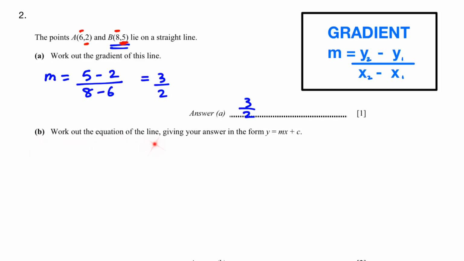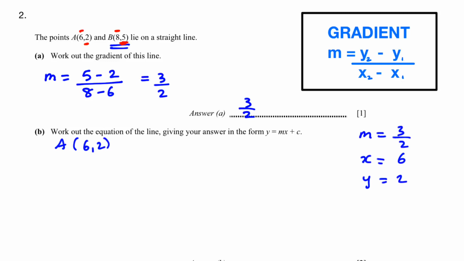Part B, work out the equation of the line, giving your answer in the form y is equal to mx plus c. When we have to find the equation of the line, we need 3 things. We need the gradient, which we have already found, 3 over 2. We need x and we need y. If 2 points are given to you, choose 1 point. I'm choosing A. So you have 6 and 2. From this point, we gather that x is 6 and y is 2.